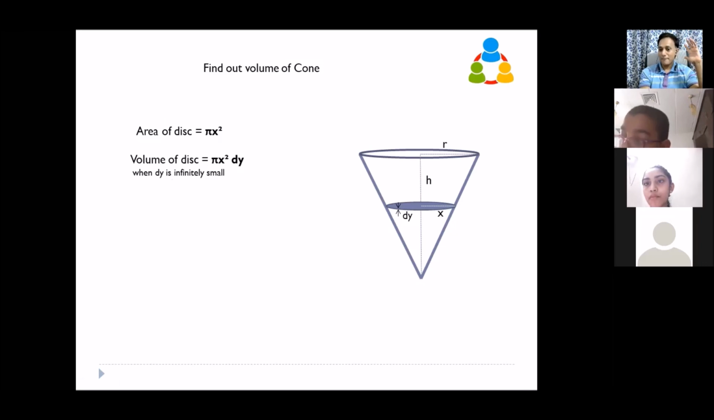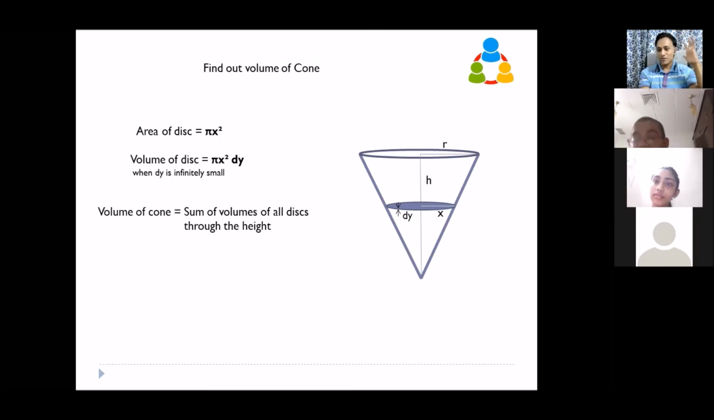Get it? So let us assume you have n number of discs. So the total volume of the cone is like this. You have n such discs, add the volumes of all of them. Okay.